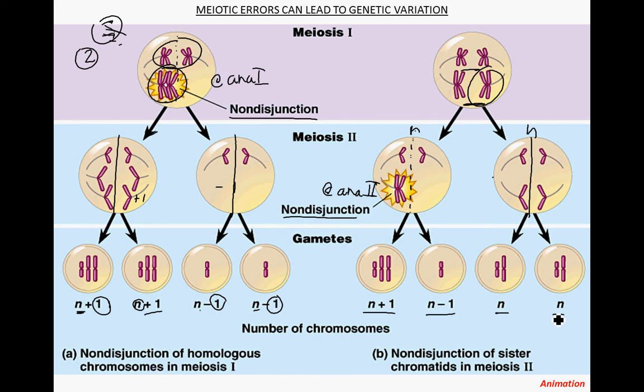So in order to know where the non-disjunction occurred, you have to ask the question, okay, what gametes or what haploid cells did you get? If you got N+1s and N-1s, then the non-disjunction happened up here in anaphase 1. If you got N+1s, N-1s, and regular N cells, then the non-disjunction most likely happened in anaphase 2. Right? So there's a little animation here to sort of watch that happening. Take a look at that.